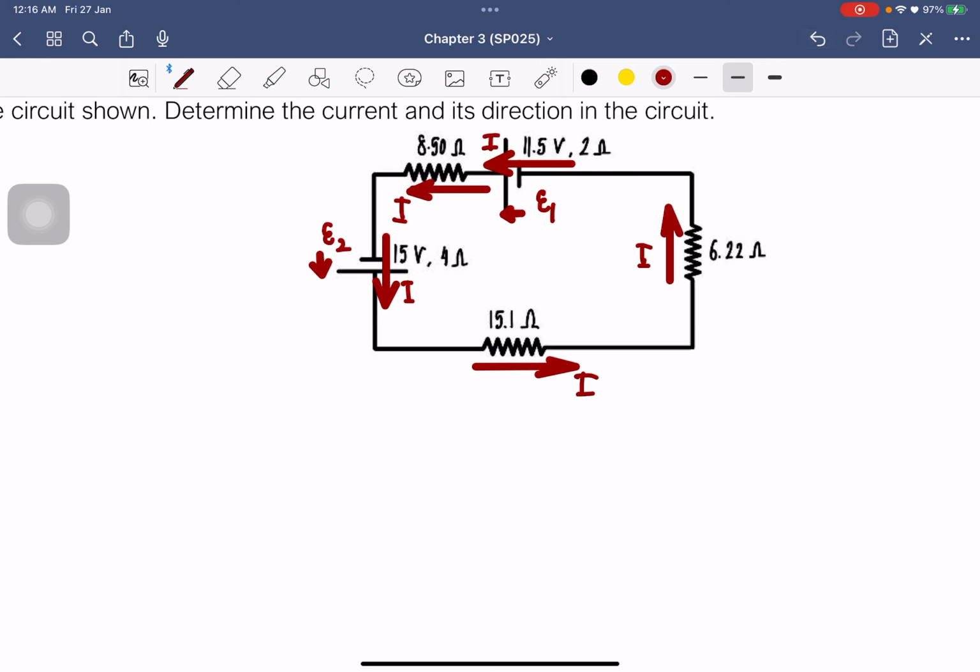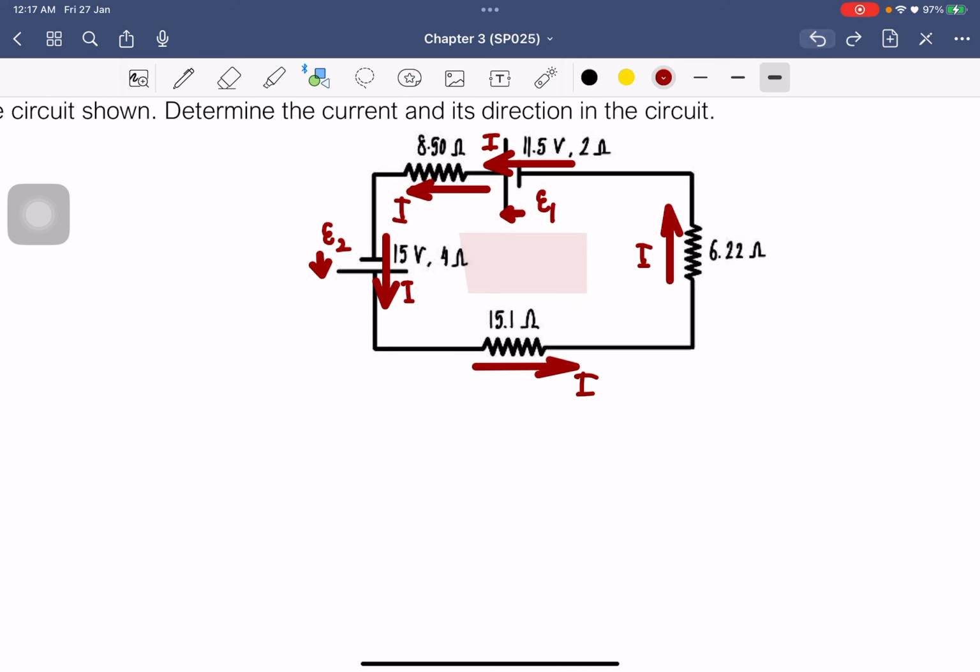Alright, now we have to set the direction of the loop. So I would always let EMF1 be positive. So the direction of the loop depends on the direction of EMF. Right now my EMF is anti-clockwise, so I'm going to set the direction of the loop as anti-clockwise.